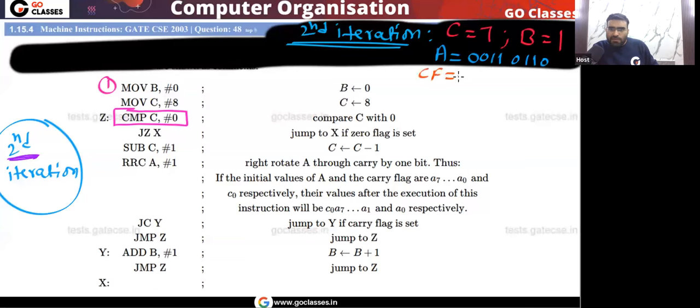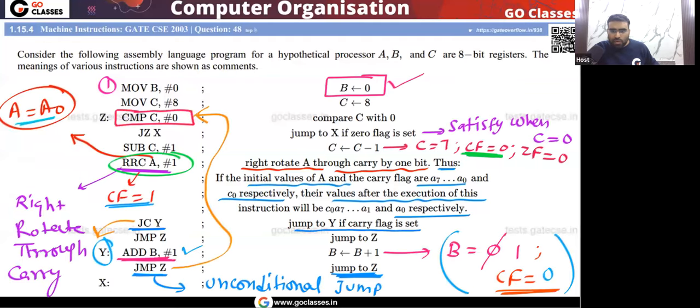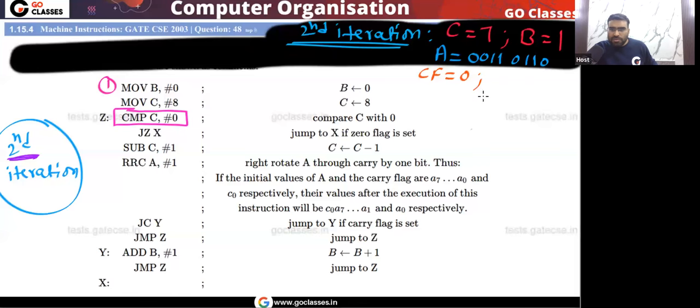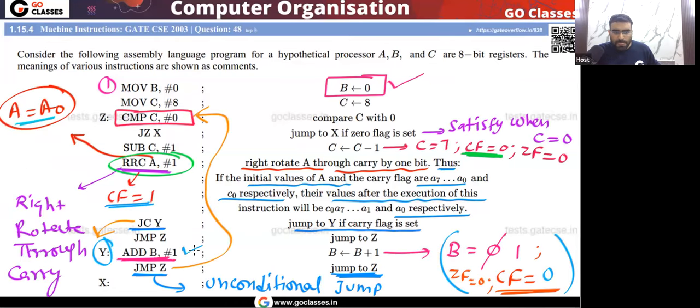What was the value of carry flag? Tell me quickly. The value of carry flag has become 0 because of this addition instruction. You already know, here the carry flag has become 0. What about the zero flag? That also has become 0. Yes or no? So you can see the zero flag also became 0 because of this addition instruction. You did not set the zero flag.